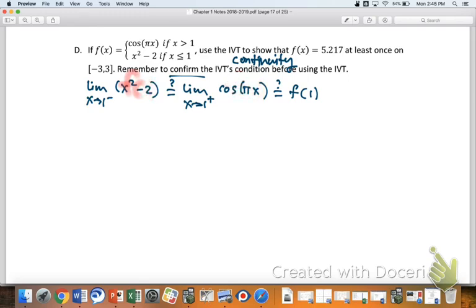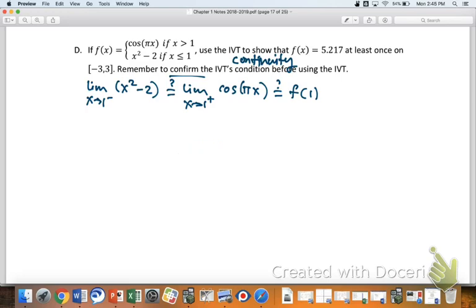Because if you don't put that, all you're proving is that the behavior from the left and the right is the same, which proves that the limit exists, but it doesn't prove continuity. If you prove that the limit doesn't exist, then you could just stop right there. But if it really is continuous, then you do have to include the f of 1.